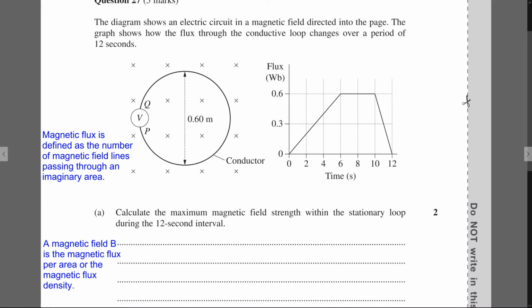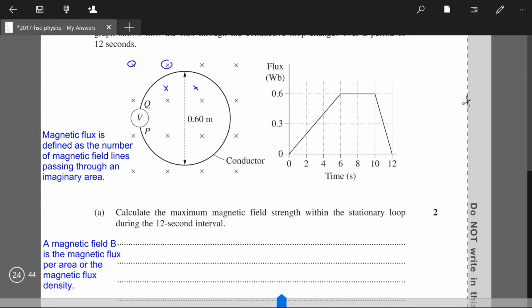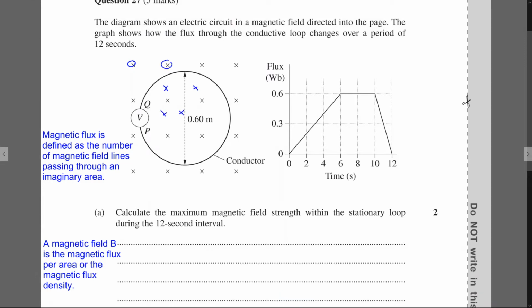A magnetic field line is represented by each of these crosses, where each one of those magnetic field lines is going into the page. The more of those crosses that we have inside this circle, the greater the magnetic flux density inside this area, and hence the greater the magnetic field in this area. Okay? I don't actually need that diagram there, so I won't have that there. I just wanted to explain what that's about.